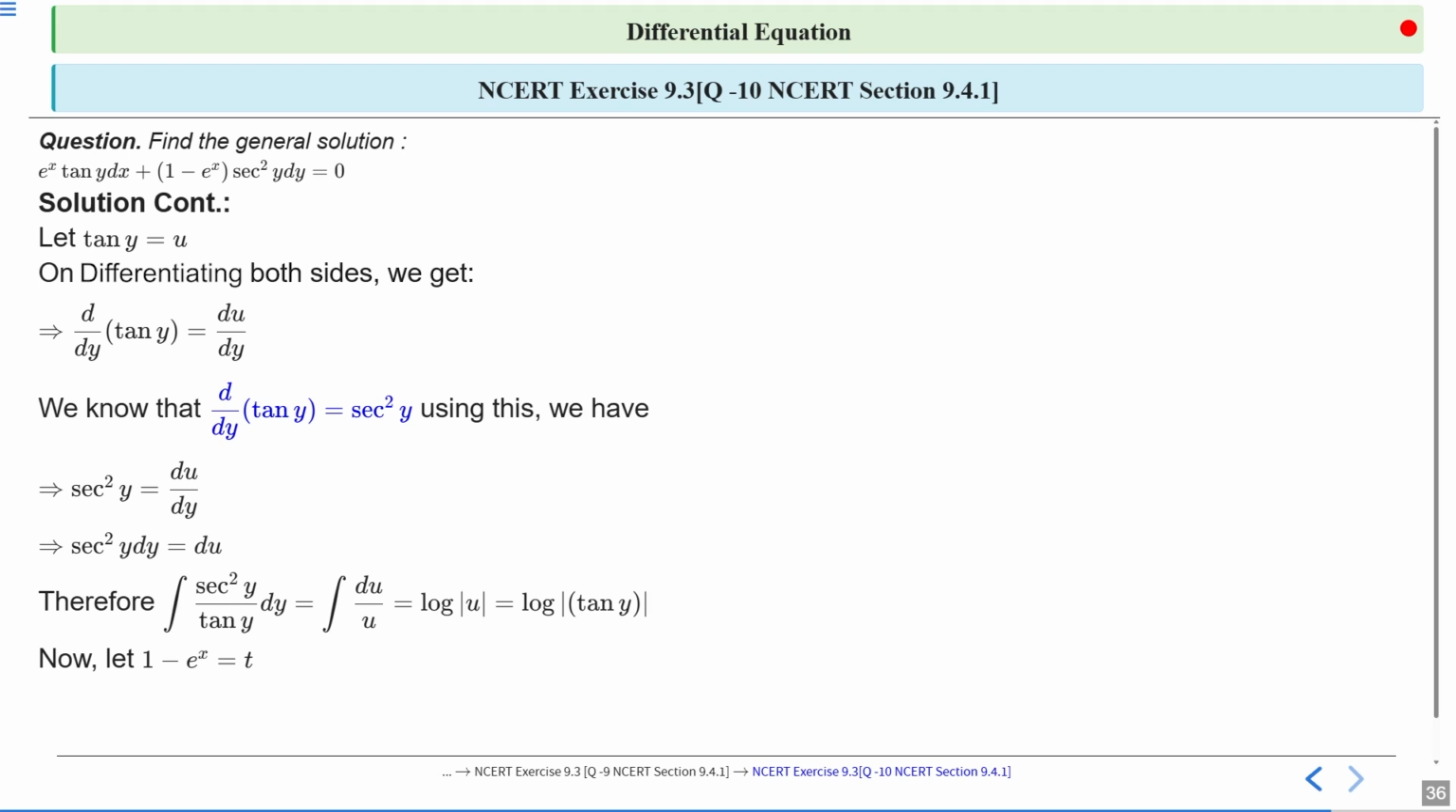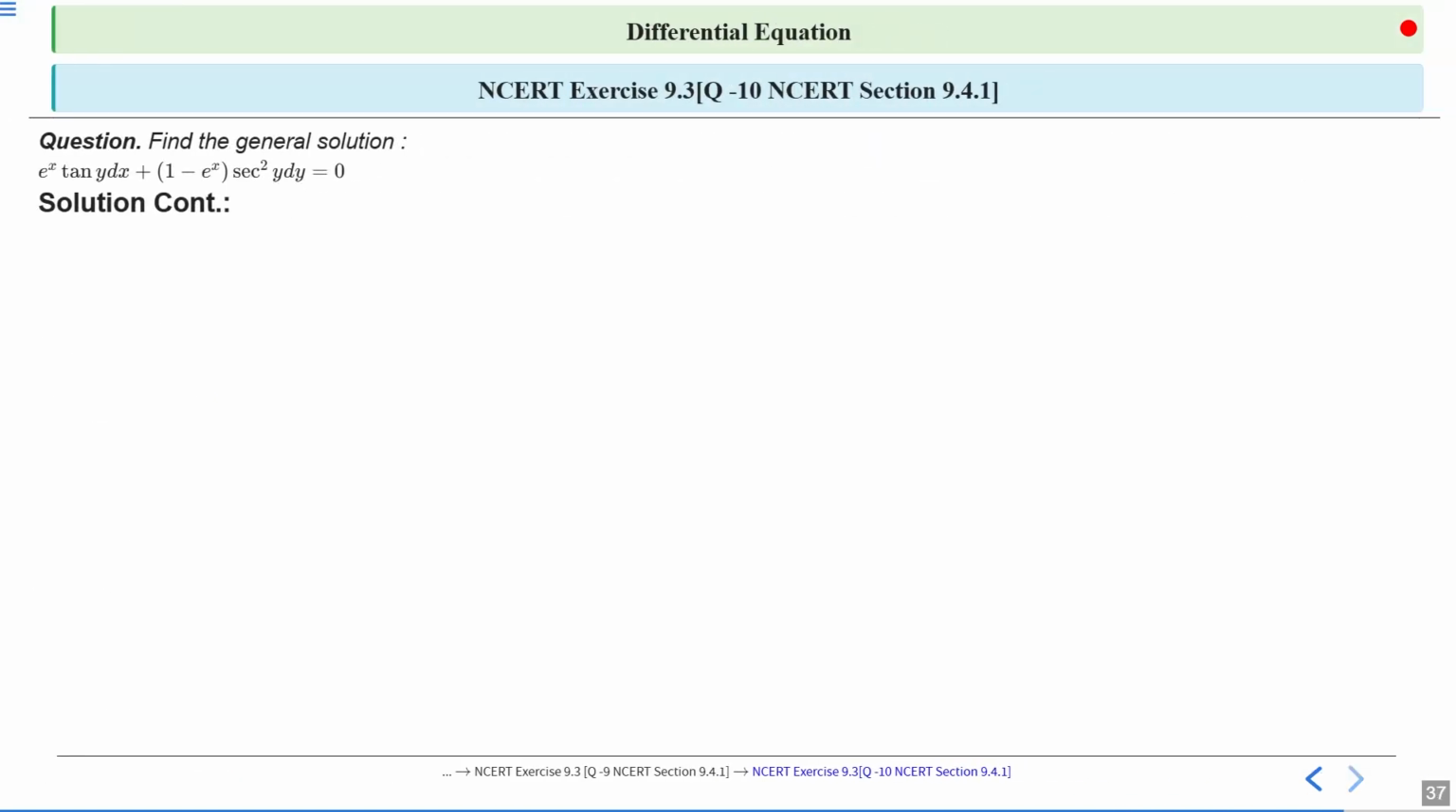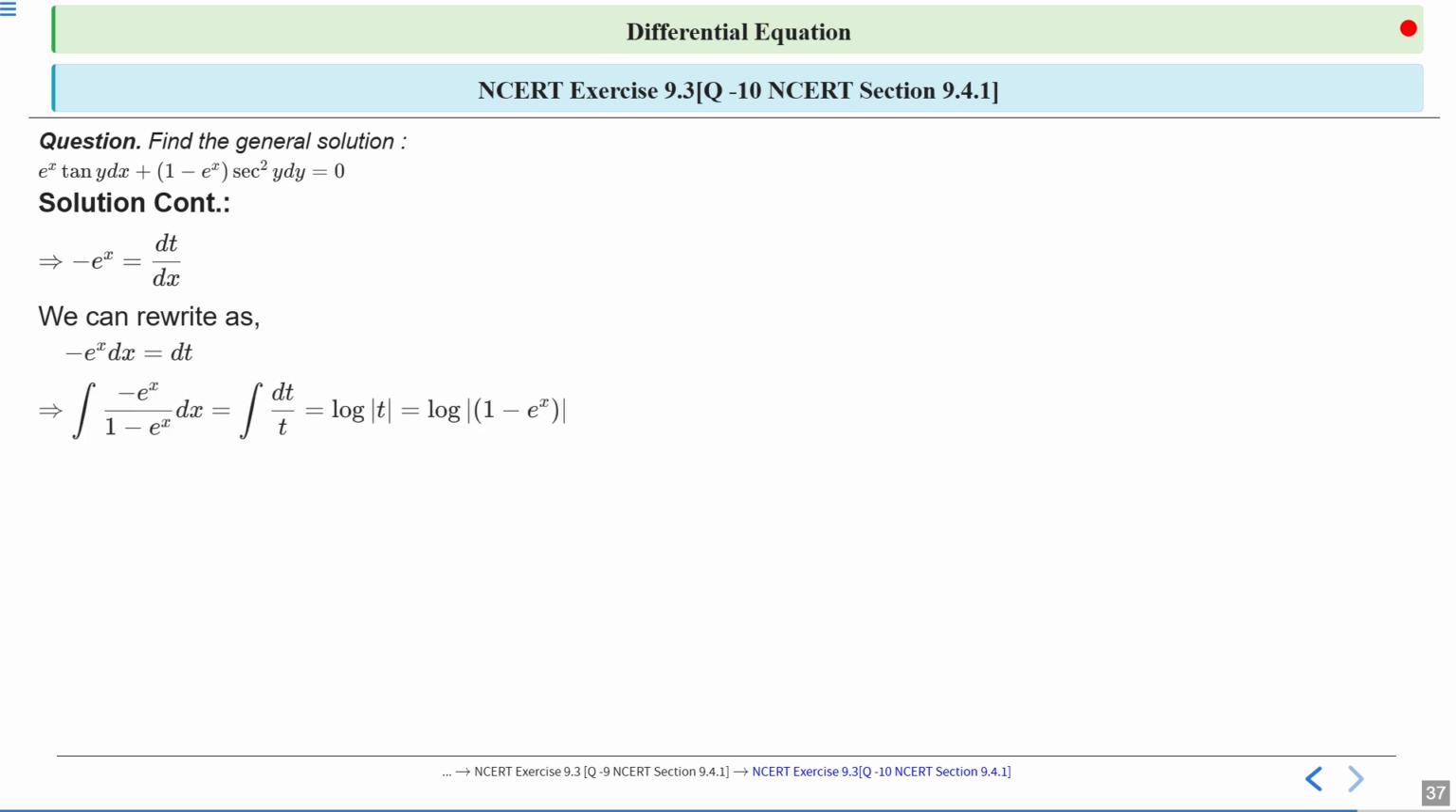For that we consider 1 minus e^x as a new variable t, and when we differentiate it with respect to x, we get minus e^x is equal to dt by dx. So we can rewrite as minus e^x dx is equal to dt. So using this value, the integral of minus e^x by (1 minus e^x) dx becomes integral of dt by t, that is log mod t. So substitute back the value of t, that is log mod 1 minus e^x.